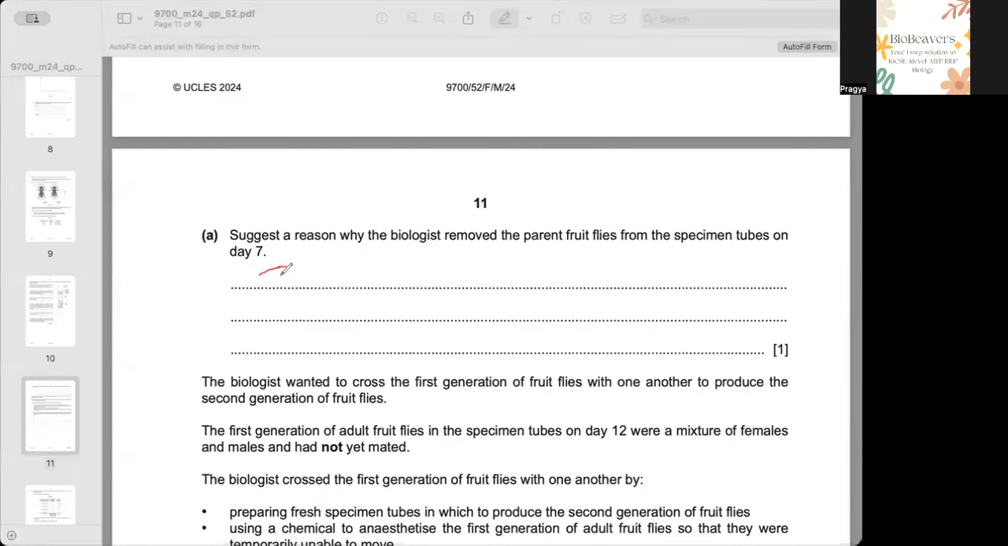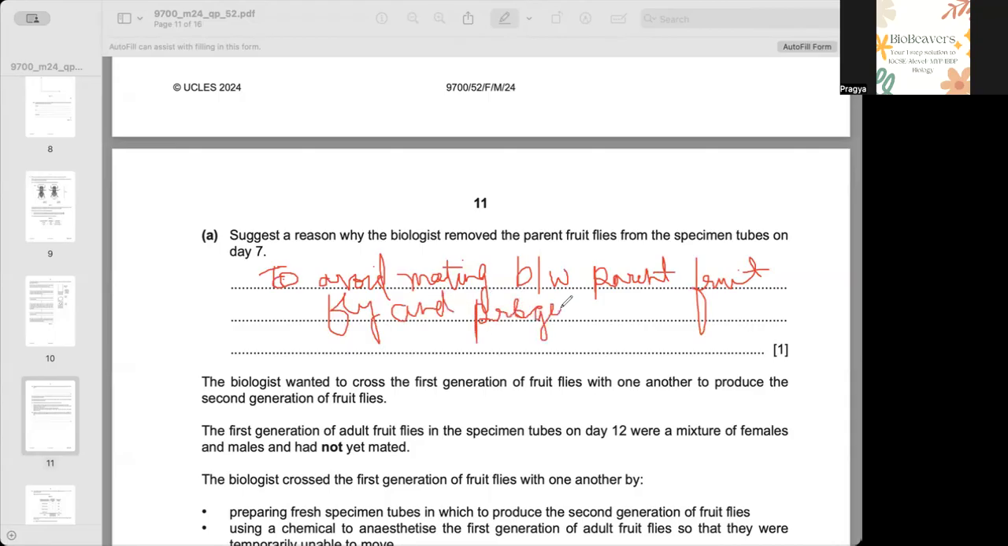to avoid mating between the parent fruit flies and the progeny. Okay.